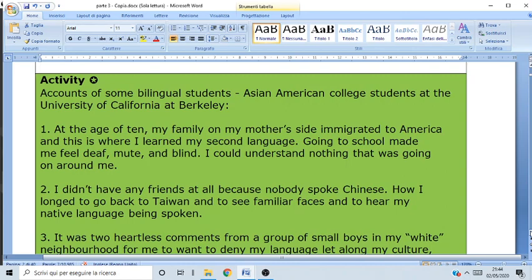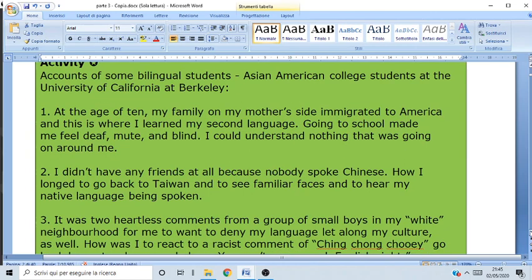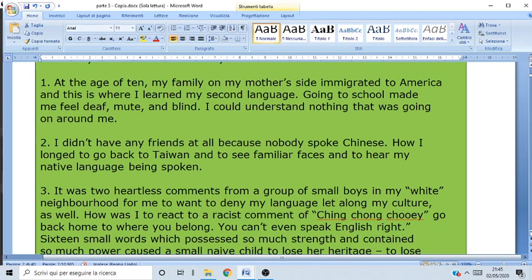Now, as for this activity, I want to read with you some accounts, some brief explanations of bilingual students. More specifically, they are Asian American college students that attended the University of California in Berkeley. They're anonymous, but we know their age more or less.